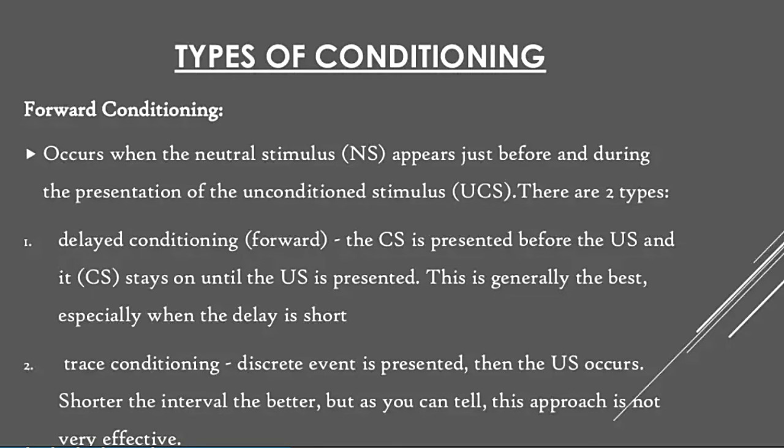Types of conditioning. Conditioning occurs when a neutral stimulus appears just before and during presentation of the unconditioned stimulus. There are several types. Delayed conditioning: the CS is presented before the US. It stays on until the unconditioned stimulus is presented. This is generally the best, especially when the delay is short. Trace conditioning: the discrete event is presented and then the US occurs. The shorter the interval, the better, but you can tell this approach is not very effective.